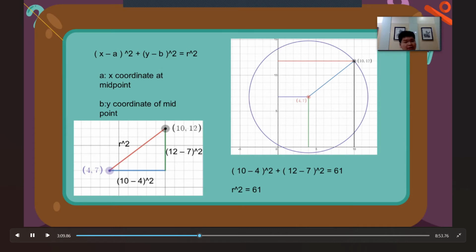There are 2 points shown in the picture, so what we should do is deduct 4 from 10 and deduct 7 from 12, squaring both results and adding both of them together to obtain the square of the radius, which is 61.